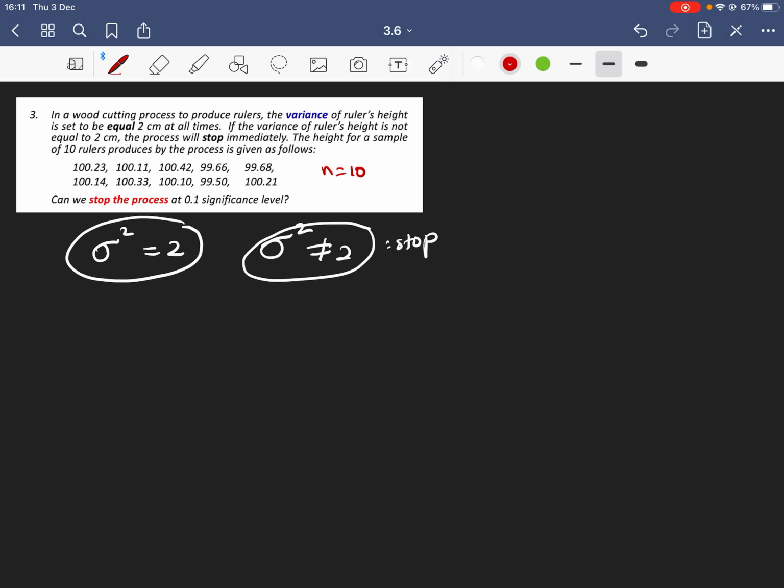Okay, you have to test. So this is the hypothesis. H null, H1. Sigma square not equal to 2, stop the process. Sigma square equals 2. Okay, the rest of it, I think you can proceed on yourself.